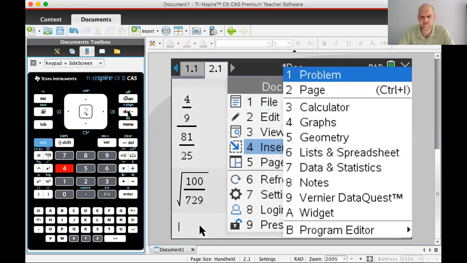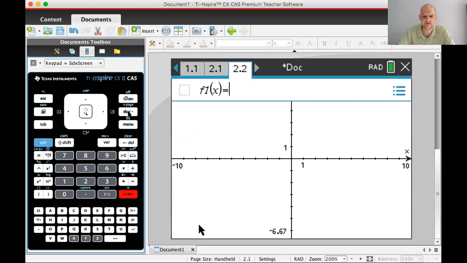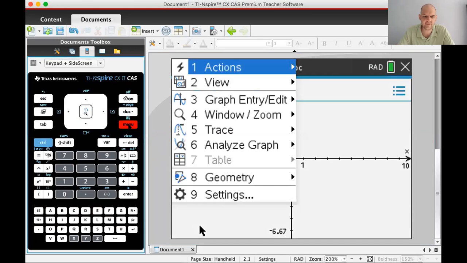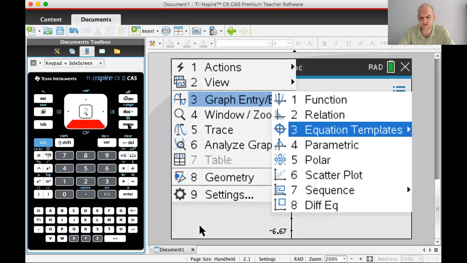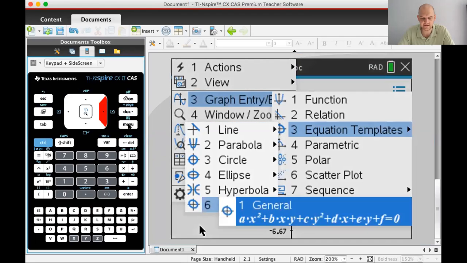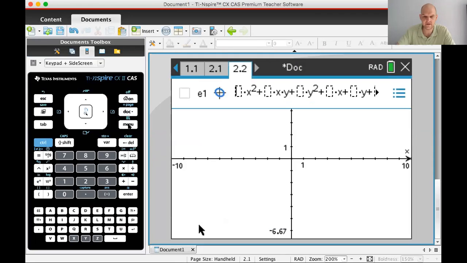Let's add a graph. So I'm gonna add a graph page. I'm gonna press menu. I'm not 100% committed to this, so I might drop out of doing this halfway through. Conic, general conic. So I'm gonna put in a general conic here. 100 goes with that. 0 goes with xy. Minus 729 goes with y squared. Minus 1200 goes with x.